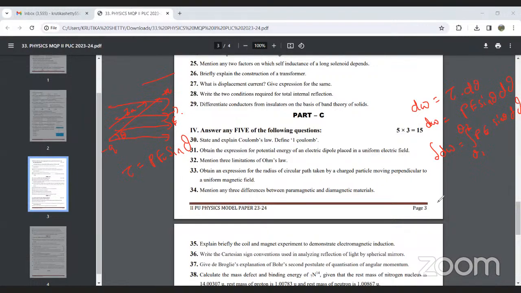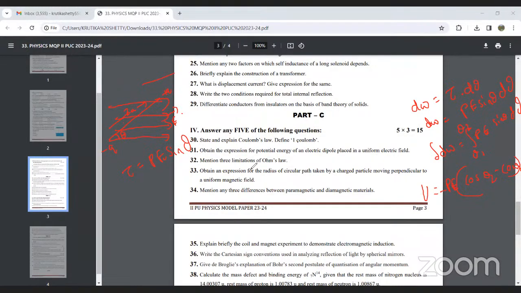Now here take PE outside. The integral of sin theta is minus cos theta, then upper limit minus lower limit, correct? And this work done is stored in the body as what? Potential energy. That is, potential energy is equal to minus PE into cos theta 2 minus cos theta 1, right? Later you can substitute the values of theta 1 and theta 2 as 0 and 90 degrees and simplify further. Even if you stop here, there is no problem. So this is the expression for the potential energy of an electric dipole placed in a uniform electric field.